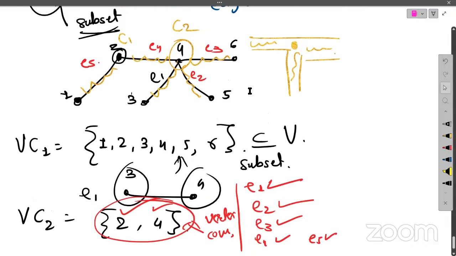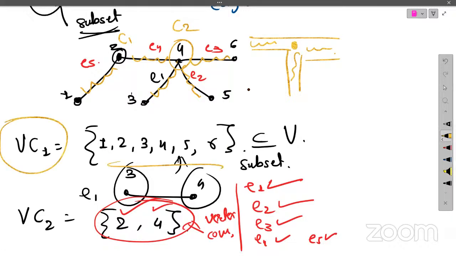So if I give you any general graph, not this one, what will be one possible vertex cover? What will be the simplest vertex cover we can find? We can take all the vertices. That will solve our problem. Right? This is the trivial vertex cover. We'll just take the set of vertices as our vertex cover. That will work, because every edge will have its endpoints among the vertices only.